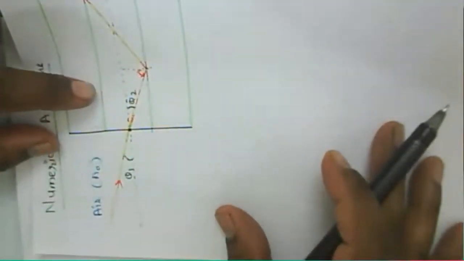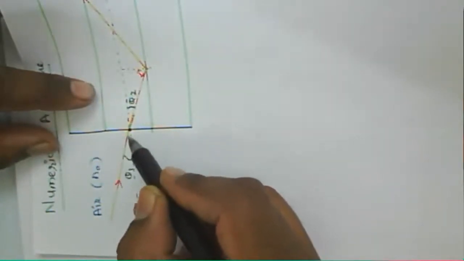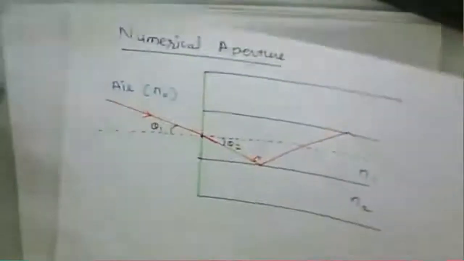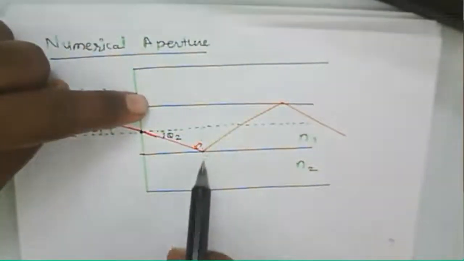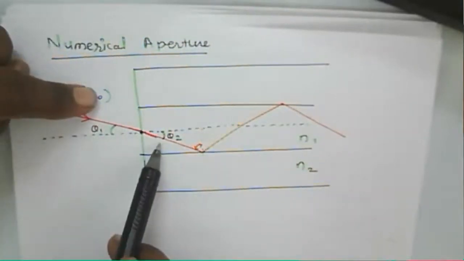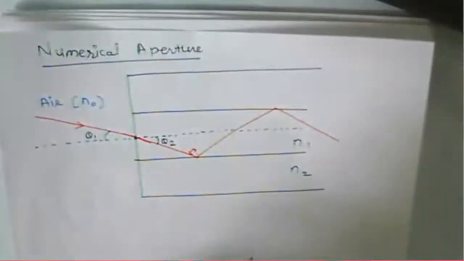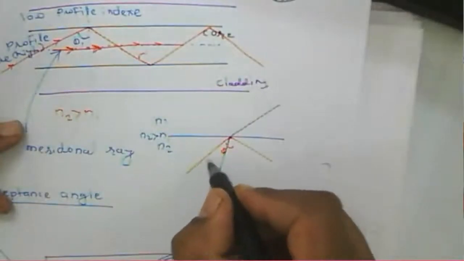When light propagates from one medium to another medium, it will be refracted. At the boundary of the core and cladding, it will be reflected, but here it will be refracted. So there may be a difference between theta 1 and theta 2. It will not be a straight line.